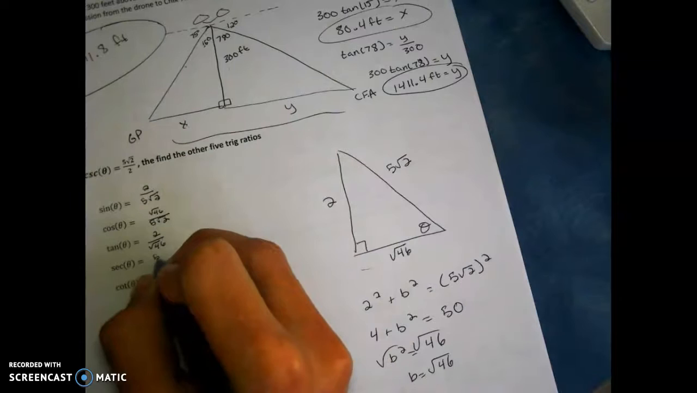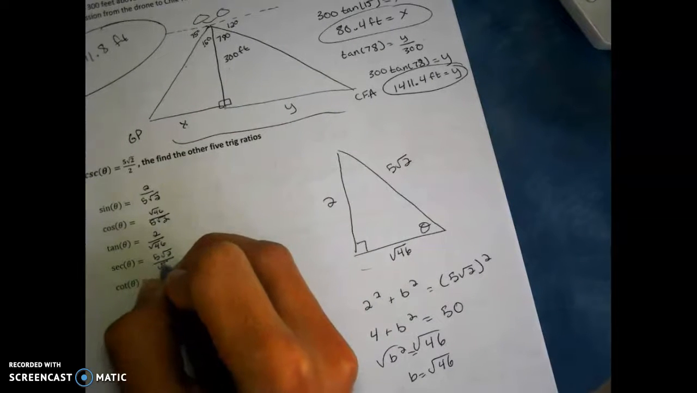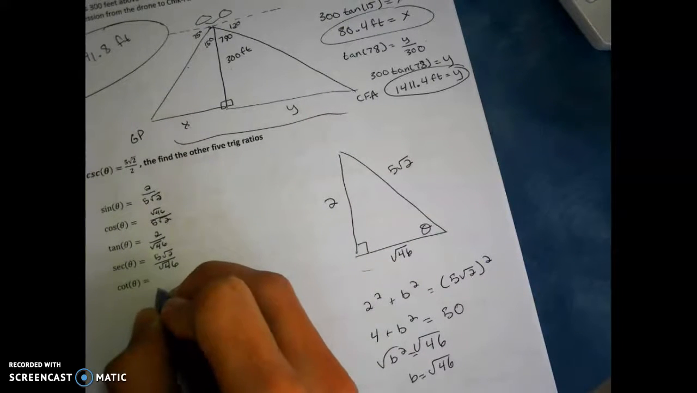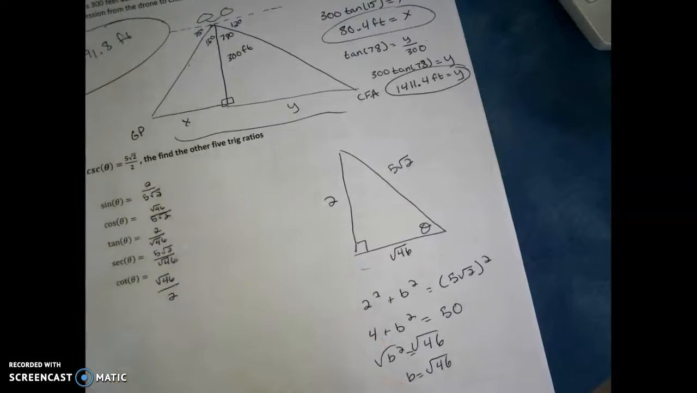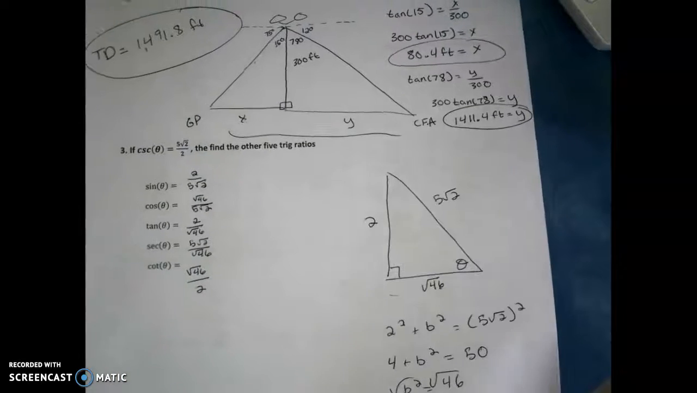So it's going to be 5 square root of 2 over the square root of 46. And then cotangent, just the reciprocal of tangent. So it's going to be square root of 46 over 2. Okay, there's those ratios. Moving on to number 4.